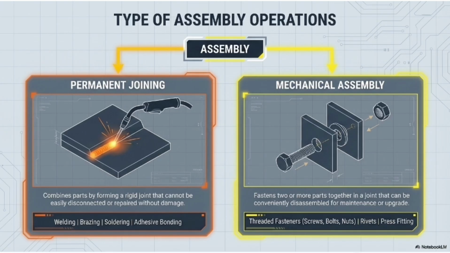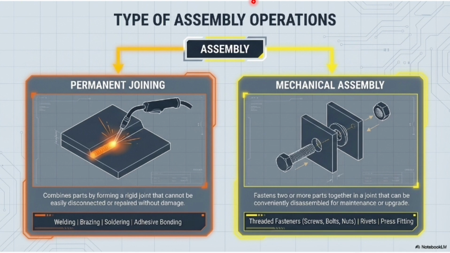Assembly operations are mainly divided into permanent joining and mechanical assembly. Now, permanent joining creates joints that are difficult or impossible to separate without damaging the product. Examples include welding, brazing, soldering, and additive bonding. These methods are used when a strong or permanent connection is needed.